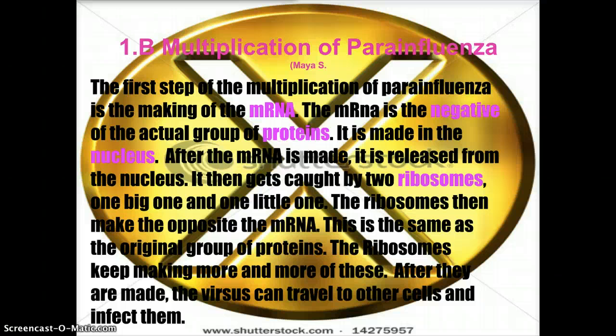The first step of the multiplication of parainfluenza is making the mRNA. The mRNA is essentially the negative of the actual group of proteins. It is made in the nucleus. After the mRNA is made, it gets released and then gets caught by two ribosomes, a big one and a little one. The ribosomes then make the opposite of that, which is the same as the original strand of proteins. And the ribosomes can keep making more and more of these, and they get released to go infect other cells.